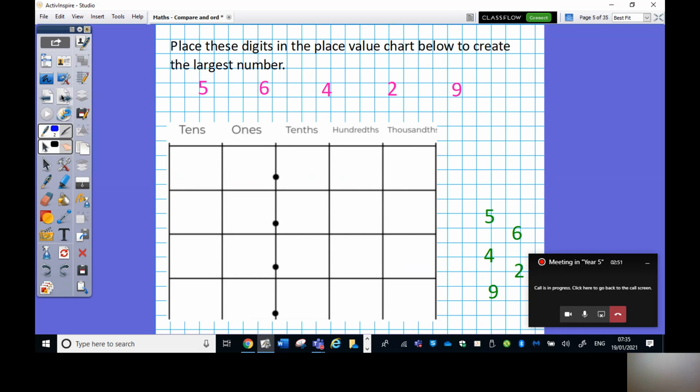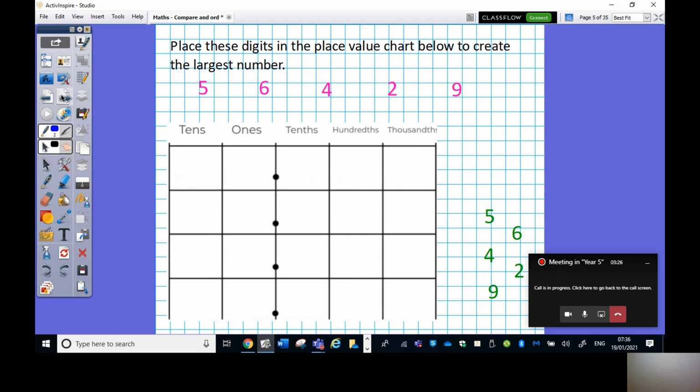Okay, so let's take a look at these. Place these digits in the place value chart below to create the largest number. So we have tens, ones, tenths, hundredths, and thousandths. Remember, can you remind me which column is worth the most? Absolutely, the tens. And which column has the lowest value? Yeah, the thousandths. What's the relationship between the hundredths and the thousandths? Good. Hundredths is 10 times greater than the thousandths.